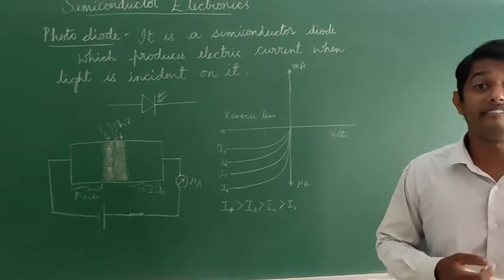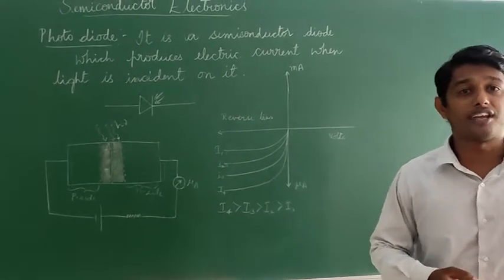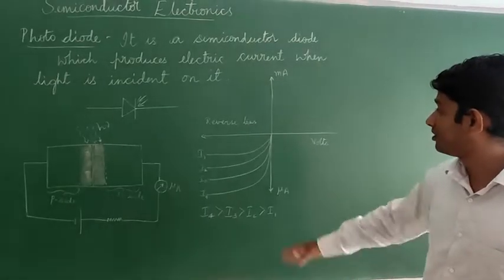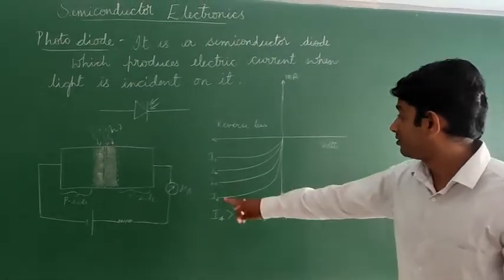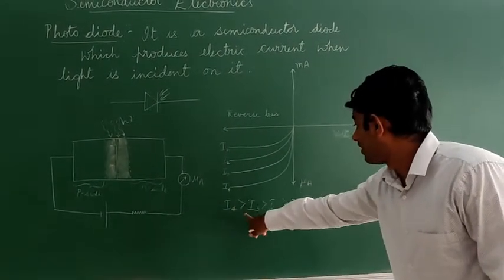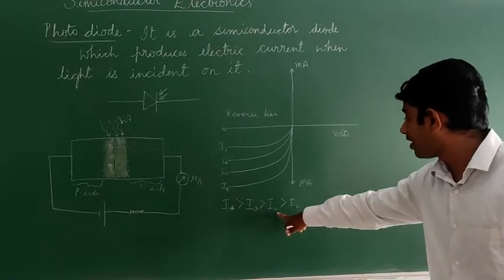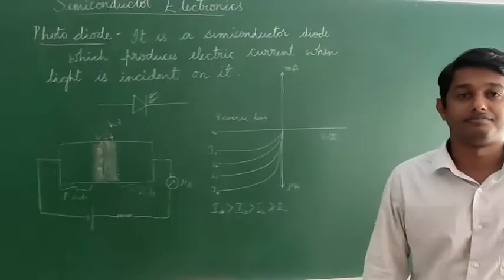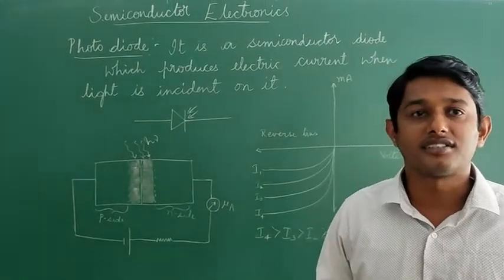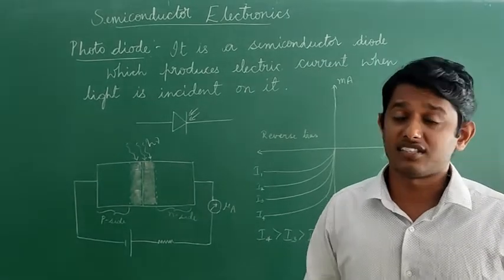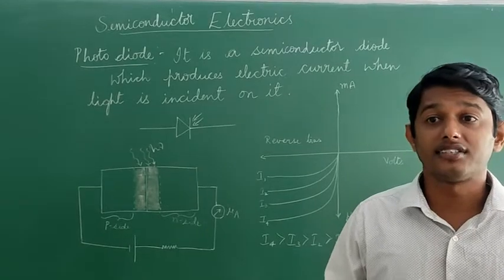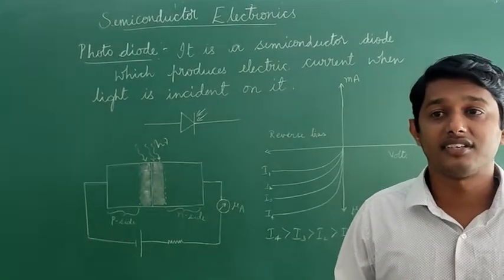The IV characteristics of the photodiode for different illumination intensities are as shown here. These are the I1, I2, I3, I4 currents. I4 is greater than I3, I3 is greater than I2, and I2 is greater than I1. The photoelectric current is directly proportional to the intensity of light. You have to remember this thing.